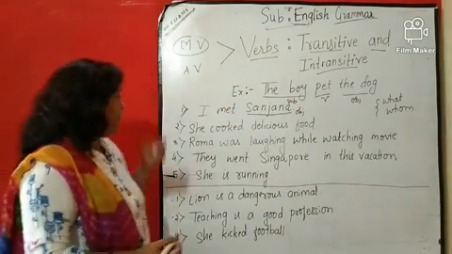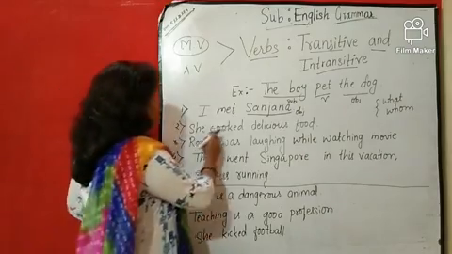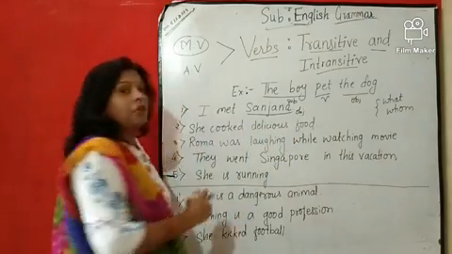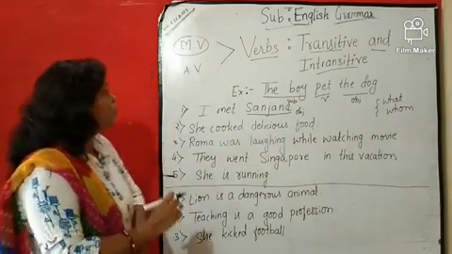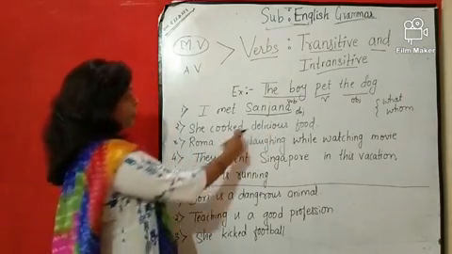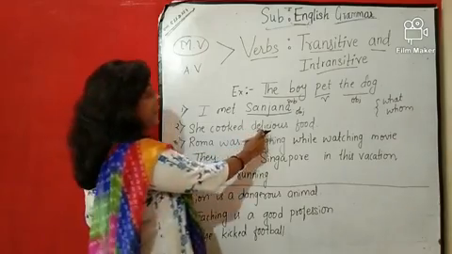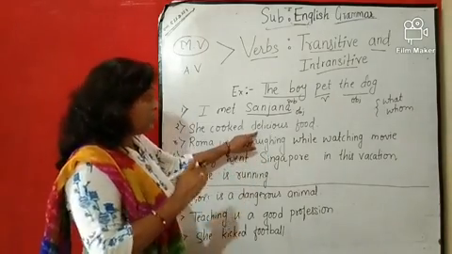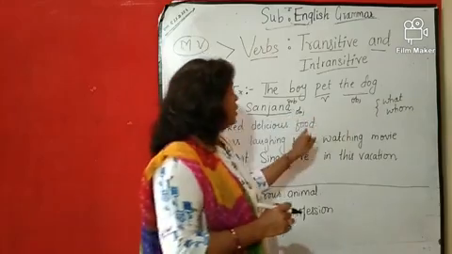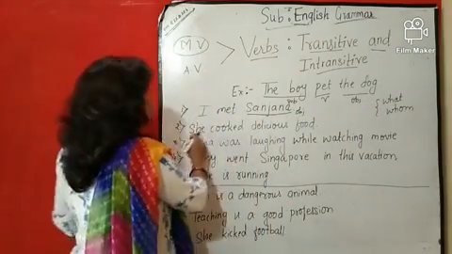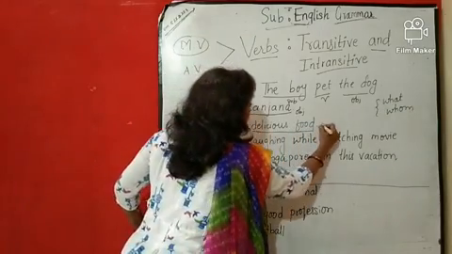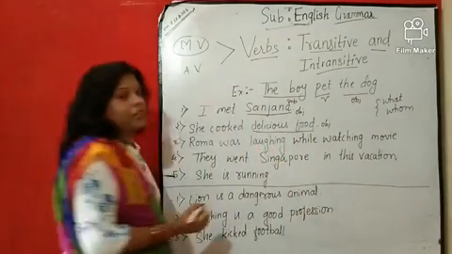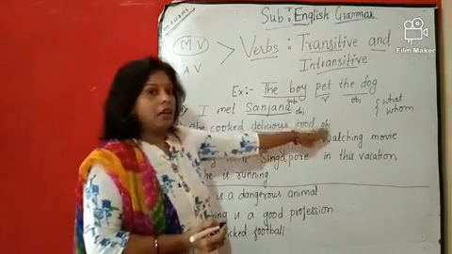Okay. Now, second one. She cooked delicious food. So what question am I going to ask? Now I am considering delicious food as an object. Since it is non-living, what question will I ask? What did she cook? Delicious food. I am getting the answer. Delicious food means again it's an object.